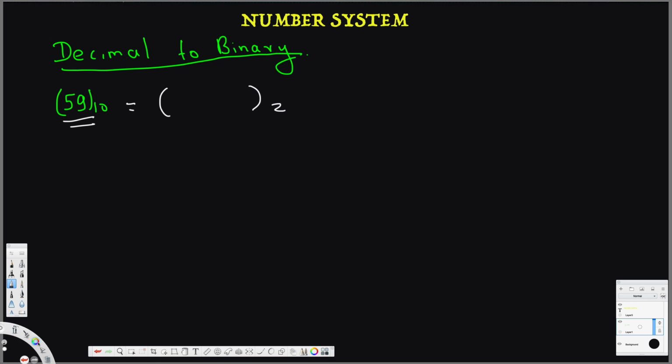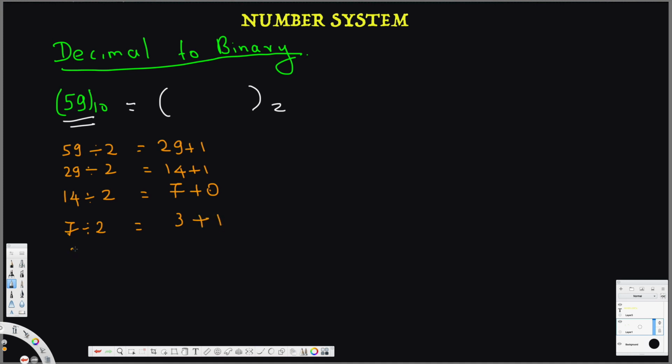Binary base is 2. Now to convert this one, we have to just divide this one by 2 until we get 0. 59 divided by 2 is 29, with a remainder of 1. 29 divided by 2 is 14, with another remainder of 1. 14 divided by 2 gives us 7, and there's no remainder.